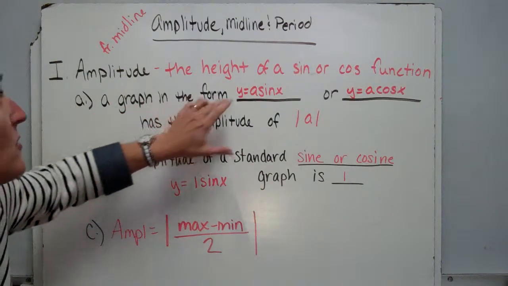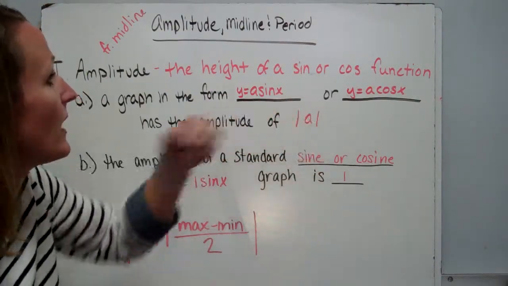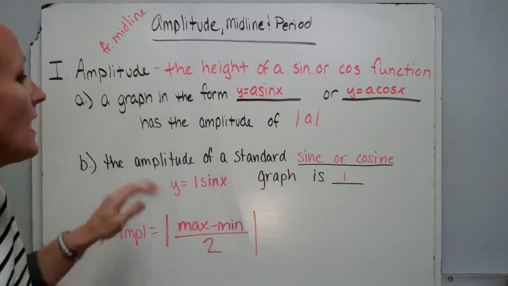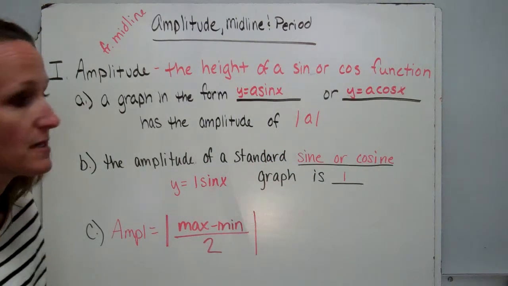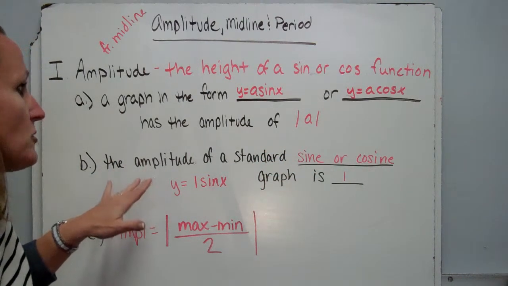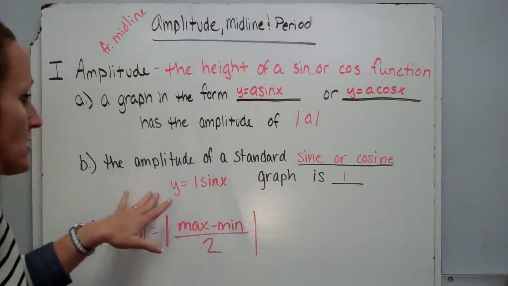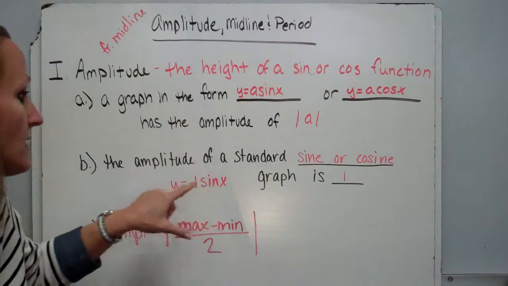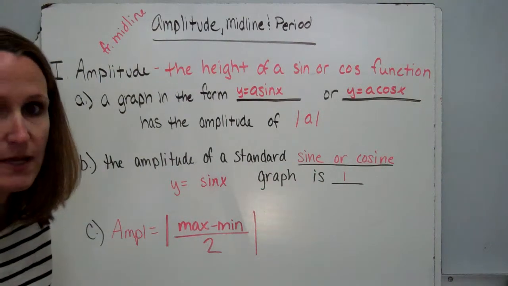A graph in the form of y equals a sine x or y equals a cosine x has the amplitude of the absolute value of a. In other words, it doesn't matter if it's positive or negative. The amplitude of a standard sine or cosine graph is 1. In other words, it's written as y equals 1 sine of x. But as we all know, a 1 is implied, so it would just be written y equals the sine of x.